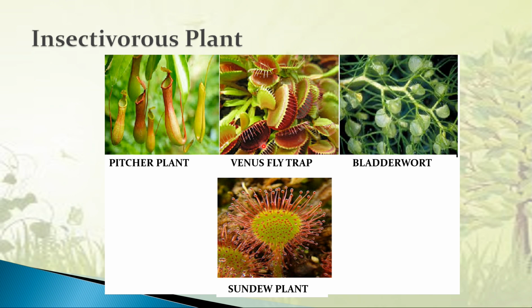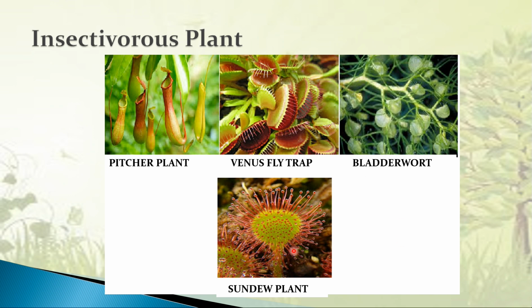Now, the second one is Venus flytrap. Lamina is divided into two parts. This is one part and this one is another part. Teeth are present on the margins. When insects sit on the leaf, the teeth interlock. In this way, they trap the insect. Now the bladderwort. It is a pouch-like structure, or we can say a bag-like structure, where the insect is trapped. Now the fourth one is sundew plant.